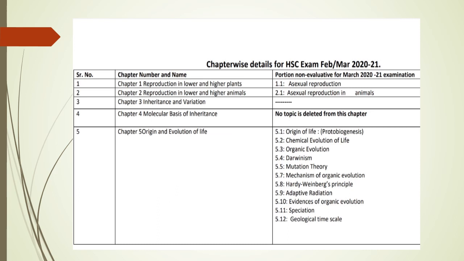In chapter number 5, that is origin and evolution of life, we have not to consider 5.1, 2, 3, 4, 5, 7, 8, 9, 10, 11, 12. Okay, so you must have marked 5.6 is to be studied. The rest of it, which is given here, is non-evaluative. So of the 5 chapters you have, only 2 chapters are as it is, whereas there is some change in 3 of the chapters which are given out here.